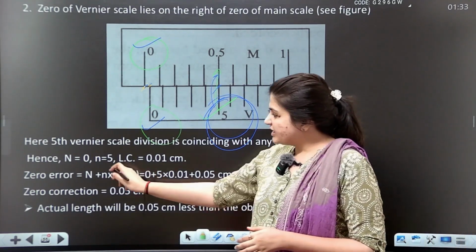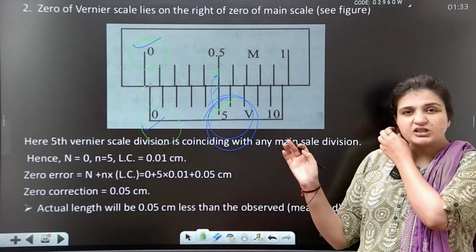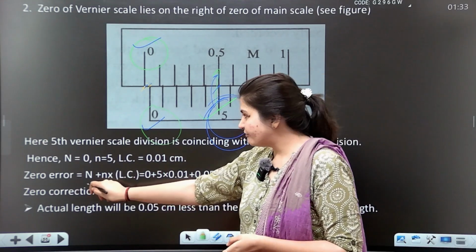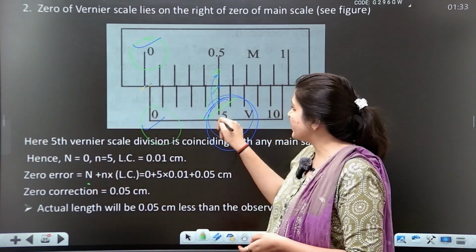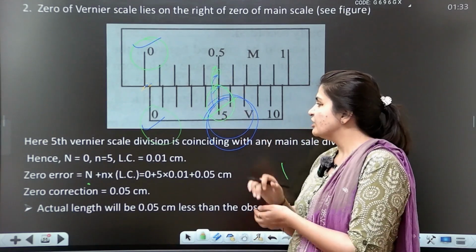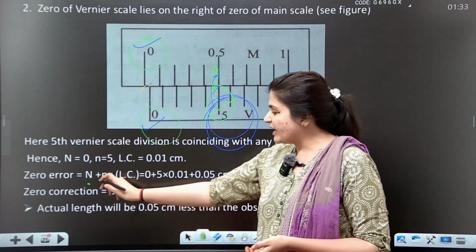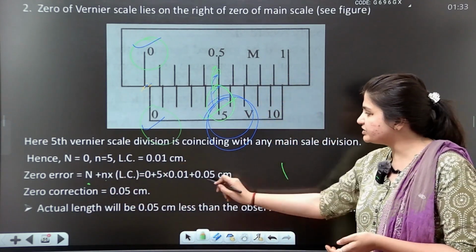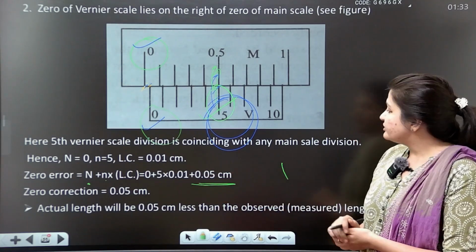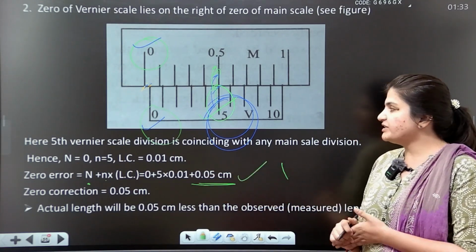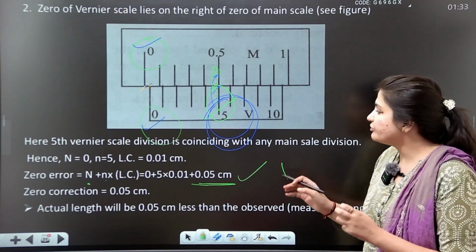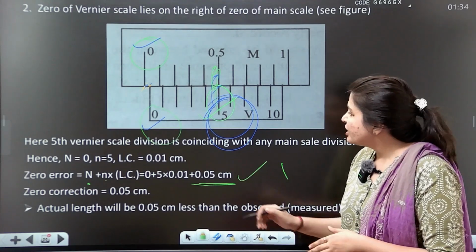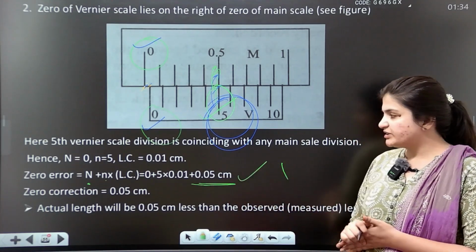So the zero error will be equal to the number of the division that matches, multiplied by the least count. That is n times the least count, which comes out to be 0.05. The least count is given as 0.01. So this is the zero correction.